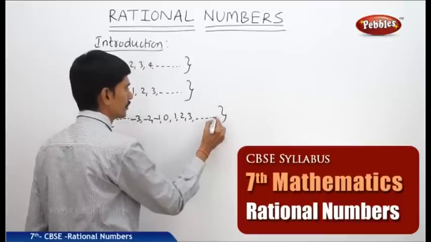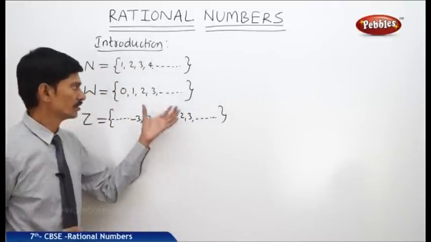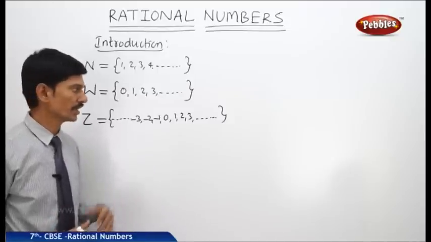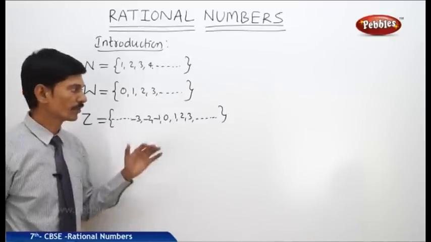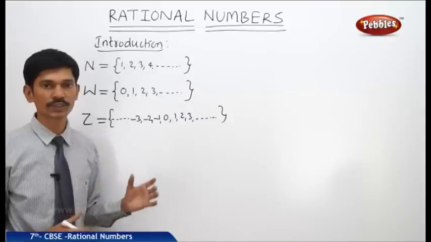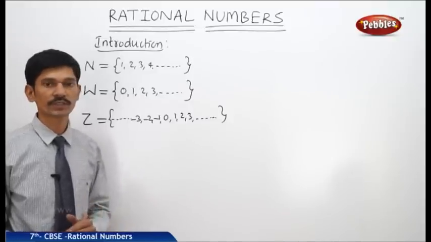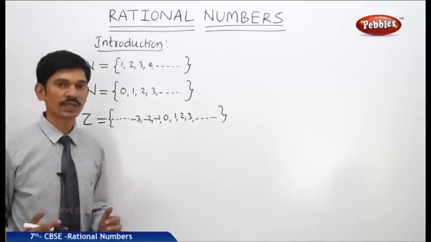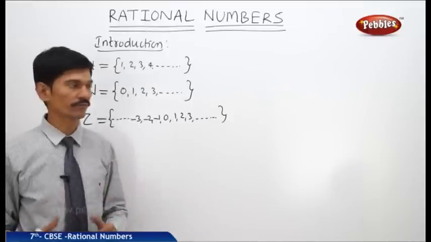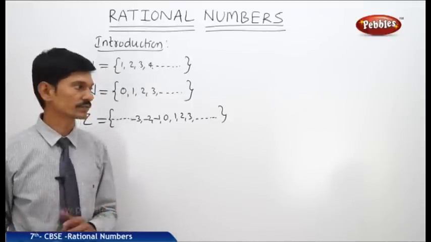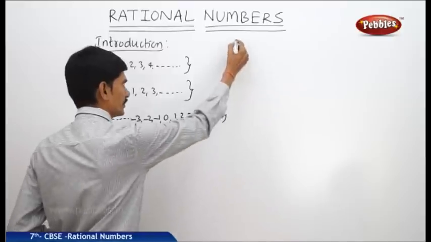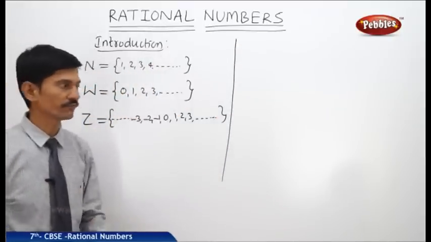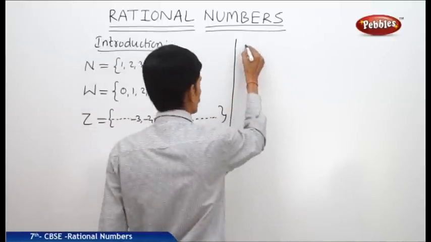We have done operations using all these number sets, and we have also learnt fractions and decimals, and properties like the closure property, commutative property, associative property and distributive property, and addition, subtraction, multiplication and division of fractions and decimals. Now, what is the need of rational numbers? Let us see.